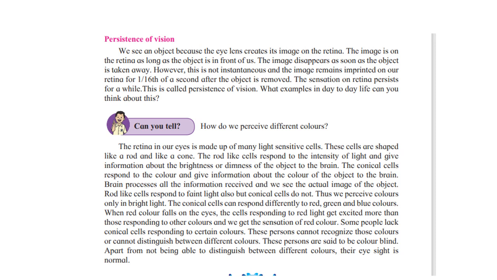Then, when red color falls on the eye, the cells responding to red light get excited more than those responding to other colors, and we get to see the red color. Some people cannot respond to certain colors, and we call them colorblind. The main thing with these people is that they are unable to distinguish between red and green color. Otherwise, they have completely normal vision.